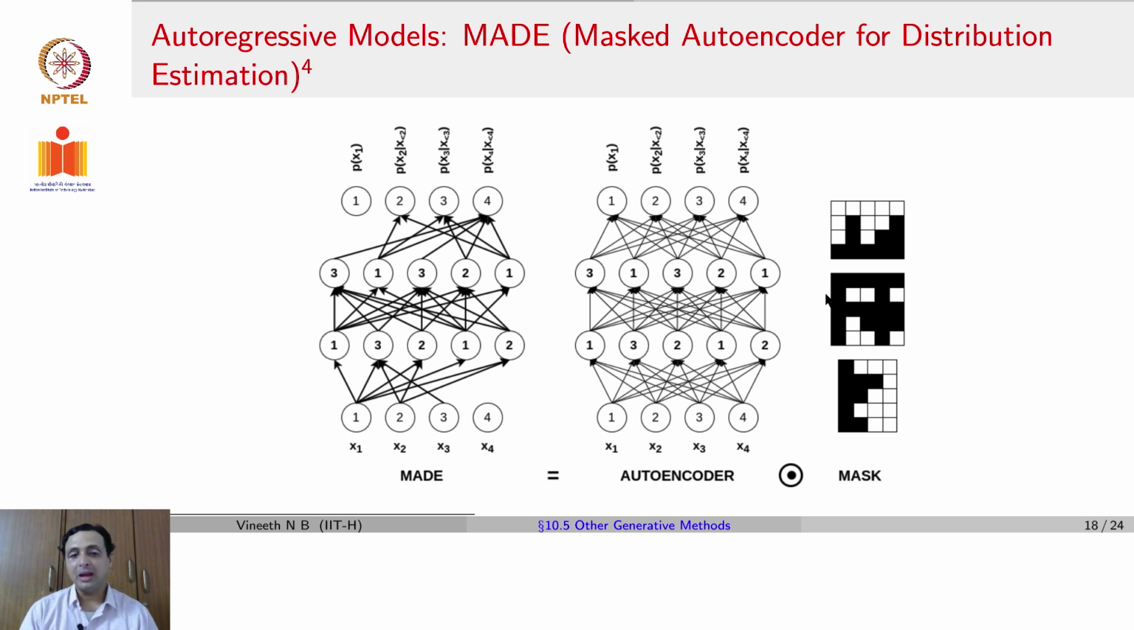That gives you MADE, and through this process, while you train this network, you're automatically learning each of these functions here, probability of x1, probability of x2 given x less than 2 and so on, which together gives us the real density function of the given data.